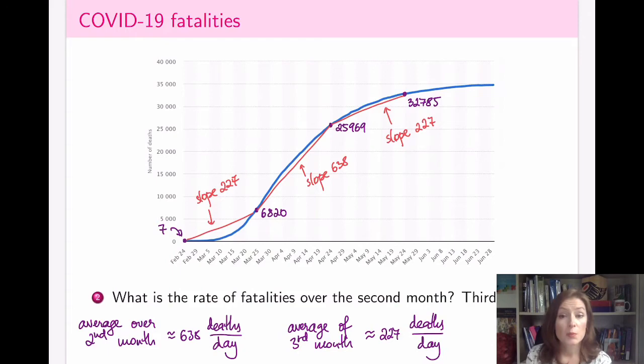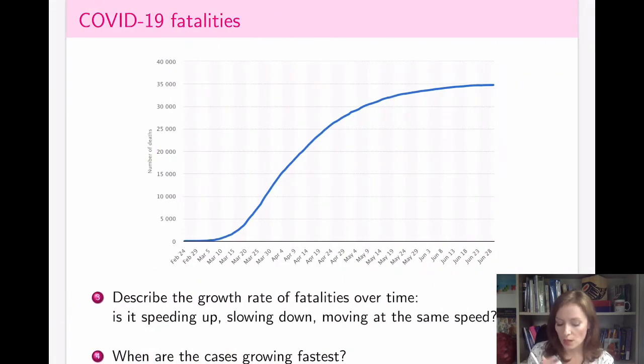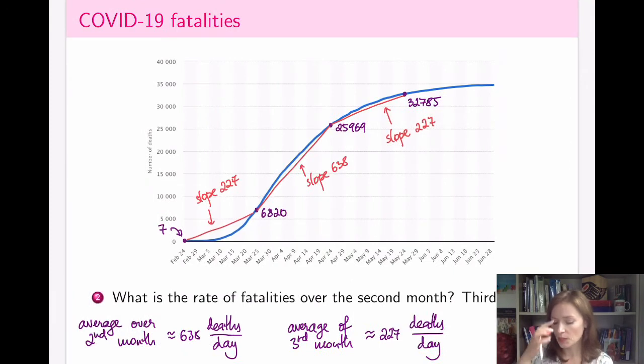Okay, and this will help us answer the next question too. Describe the rate of growth of fatalities over time. Is it slowing down? Is it speeding up? Is it moving at the same speed? So looking at our previously computed numbers here, I can see that at the beginning my average monthly rates were fairly shallow, and then they really spiked before coming down again. Now based on this graph, I would say that the disease was at first fairly slow and then sped up and then slowed down again.